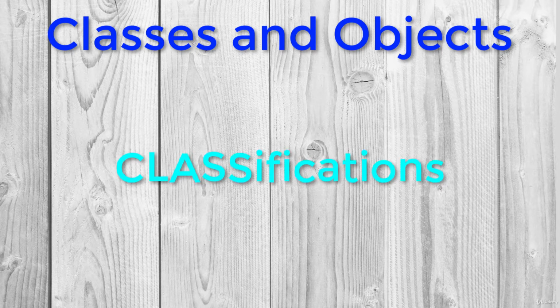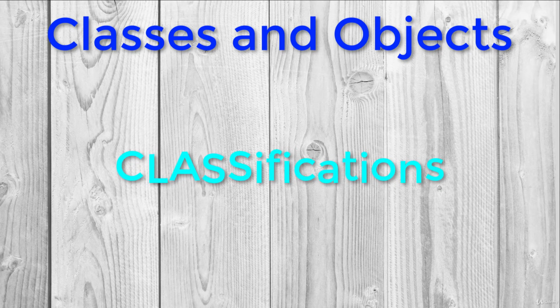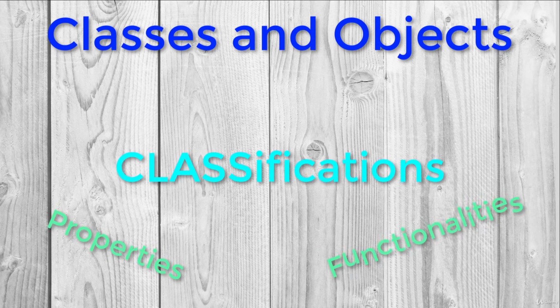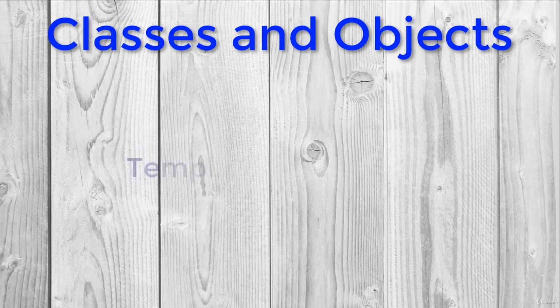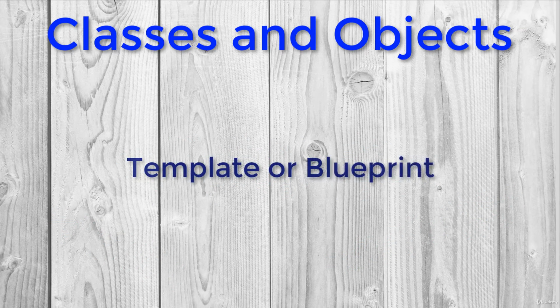So we must understand that there are classifications for all of those objects. In our world, we have classifications for objects, and every object must be from some classification. So a class is a way for describing some properties and functionalities or behaviors of a group of objects. In other words, the class is considered to be a template or a blueprint for some objects.